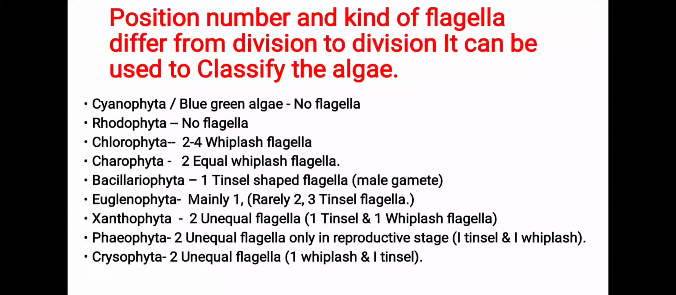In Xanthophyta, 2 unequal flagella may occur. One is tinsel type and second is whiplash type. In Phaeophyta, 2 unequal flagella are there but they occur in the reproductive stage and they may be tinsel shape or whiplash type. In Chrysophyta, 2 unequal flagella are there. One may be whiplash type and one may be tinsel shape, as you have seen earlier in the image.